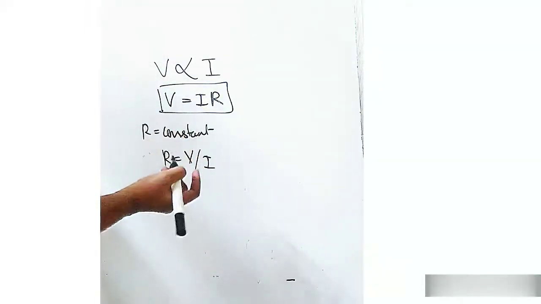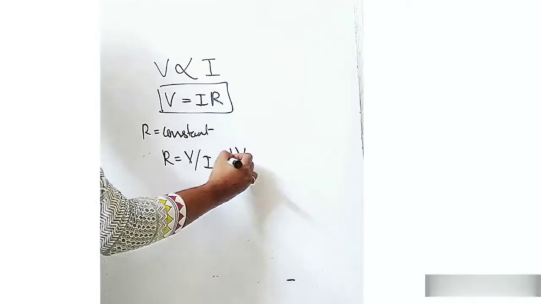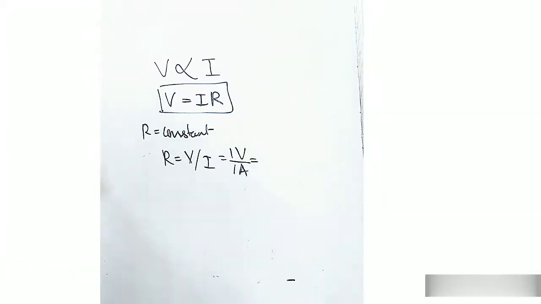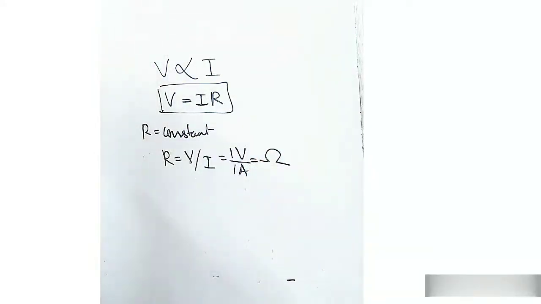Now what is the unit of resistance? Very simple. 1 volt upon 1 ampere, and it is denoted by the scientist's name, that is Ohm. So that is why we denote it with this symbol of Ohm. Okay, the unit of resistance is Ohm, student.